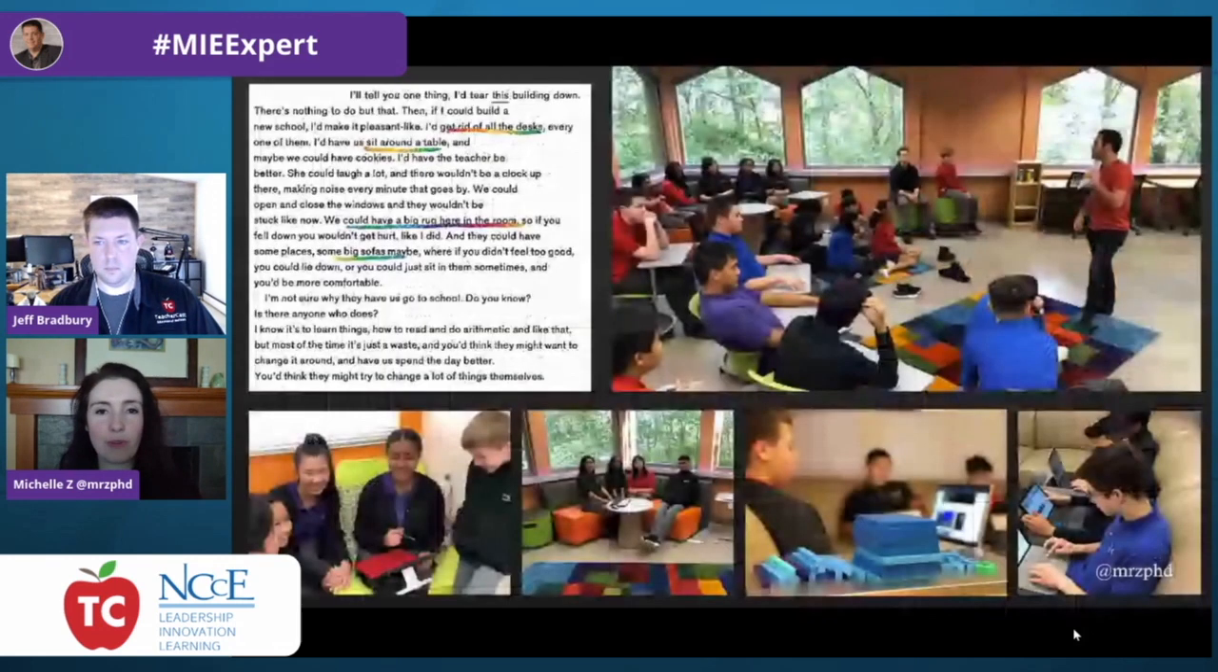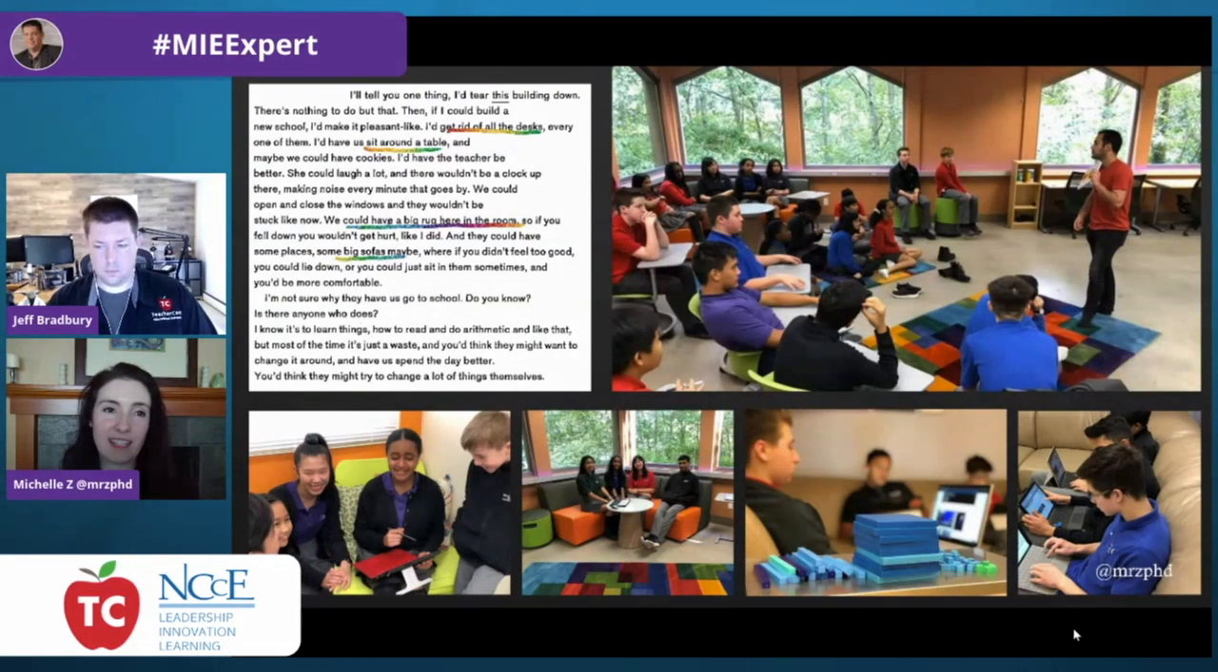So as I went through Those Places They Call Schools, I looked at different quotes that the author captured that they said kids really wanted. Something like, I'll tell you one thing, I'd tear down this building. There's nothing to do but that. Then if I could build a new school, I'd make it pleasant-like. I'd get rid of all the desks, every one of them. I'd have us sit around a table and maybe we could have cookies.